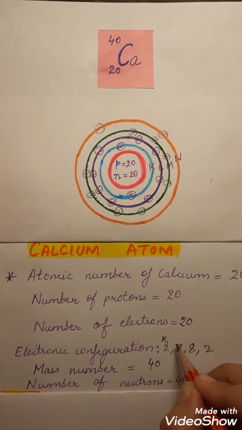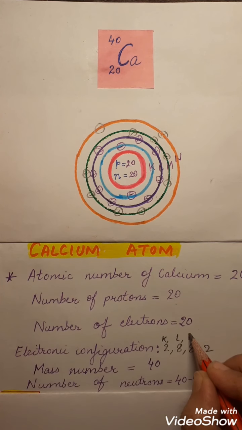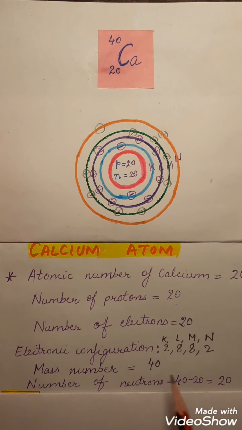2 electrons in the K shell, 8 electrons in the L shell, 8 electrons in the M shell, and the last 2 electrons in the N shell. So this is the electronic configuration for the calcium atom. And what is the valence shell in this? The last N shell is the valence shell for the calcium atom. And how many valence electrons are there? There are 2 valence electrons in the calcium atom, meaning electrons which are present in the valence shell. How many electrons are present? 2 electrons. So these are the valence electrons.